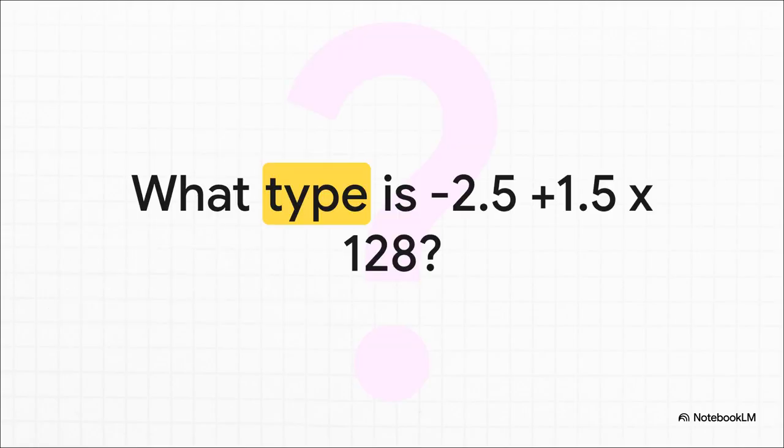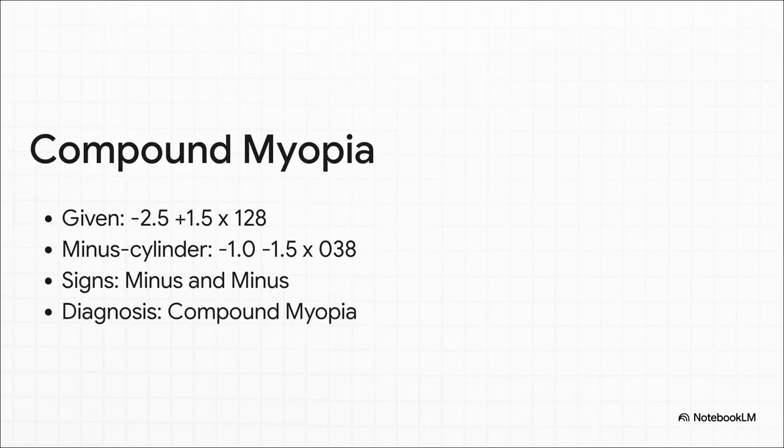All right, let's do one final rapid-fire challenge to lock this in. What type of astigmatism is minus 2.5 plus 1.5 at axis 128? Visualize that transposition one last time. So we start in plus cylinder. Transpose by adding minus 2.5 and plus 1.5 to get a new sphere of minus 1.0. The cylinder simply becomes minus 1.5. Add or subtract 90 to the axis. In this case, let's just subtract 90 from 128, which gives us 038.